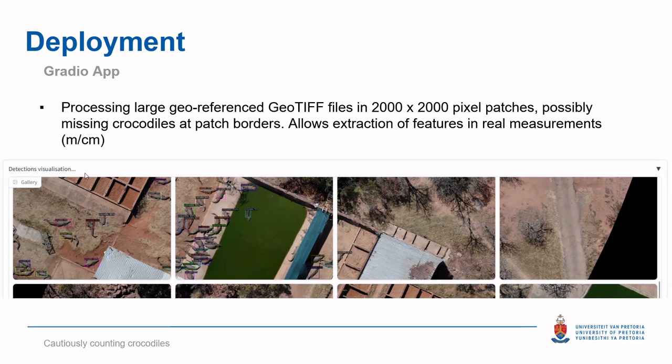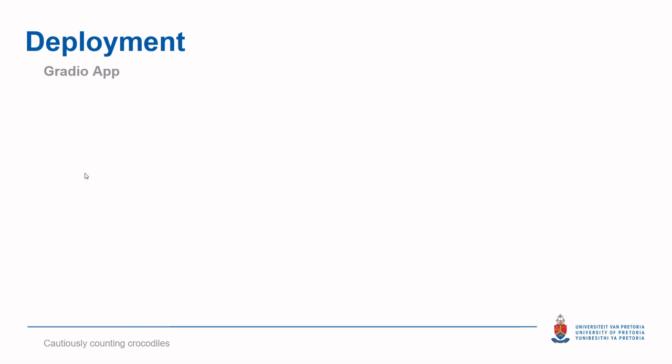We processed the large georeferenced GeoTIFF files in patches of 2000 by 2000 pixels. One of the limitations is that we could possibly miss crocodiles at the borders of these patches. However, processing the TIFF files allows us to use real measurements such as meters and centimeters.